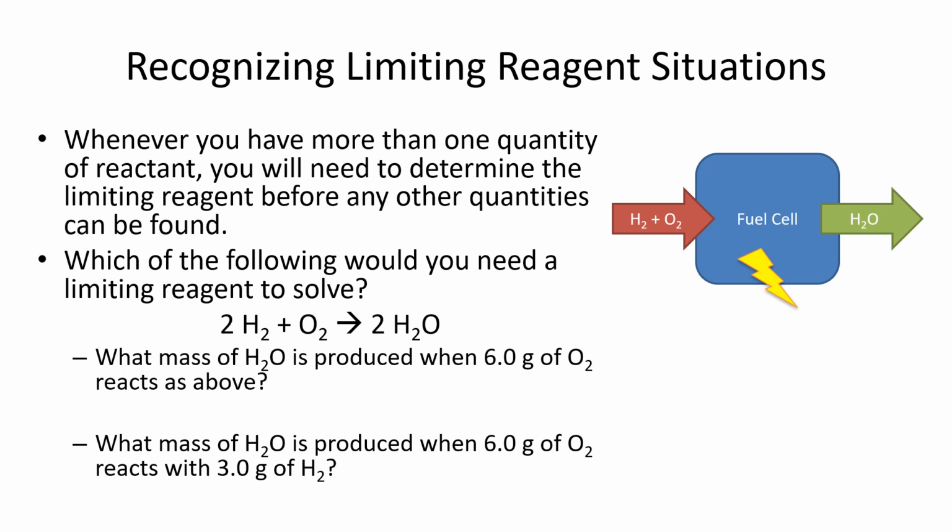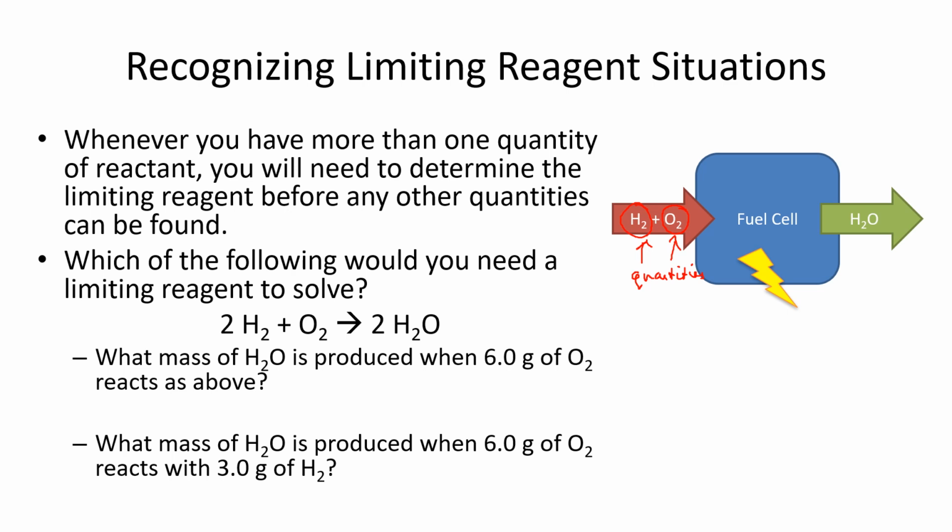Well, we're going to use the reactions out of a fuel cell as an example. First of all, there has to be more than one reactant, and then we have that here. We've got oxygen reacting with hydrogen in the fuel cell. And then we have to have some clue as to the quantities of each of these. If you don't know the quantities of both, then you can't really work out limiting reagent. So let's look at these two questions below.